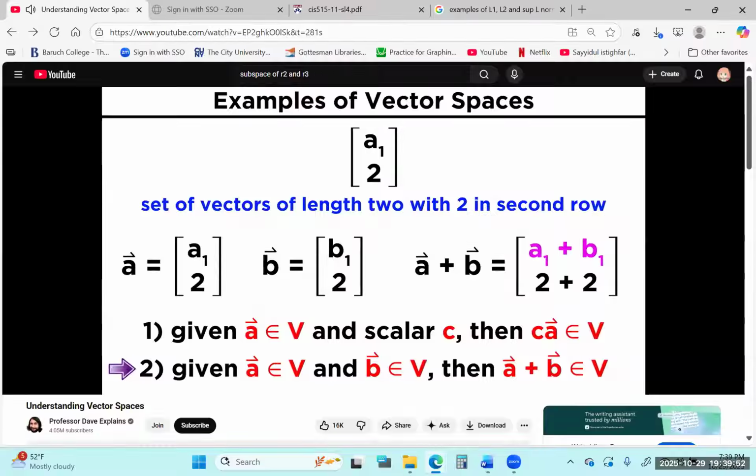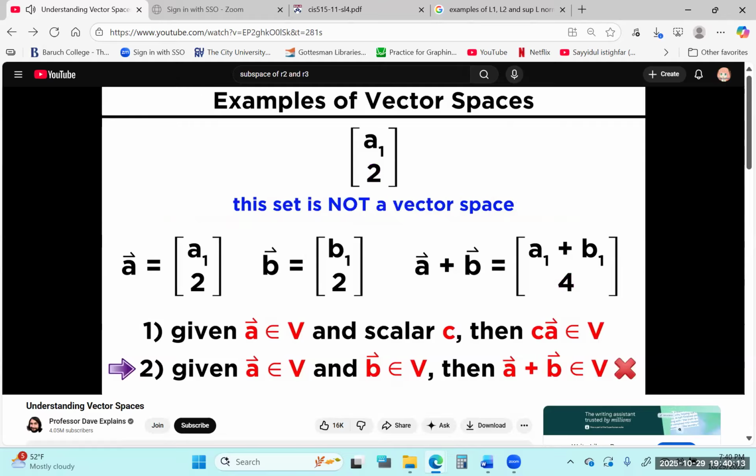The first row will be the sum of A1 and B1, while the second row will be 2 plus 2, which is 4. Our starting set only contained elements with the value 2 in the second row, but when we added two vectors of this set, we got a 4 in the second row, which means the sum is not a member of the set. Thus, the set is not closed and is not a vector space, despite the fact that it is made of vectors.